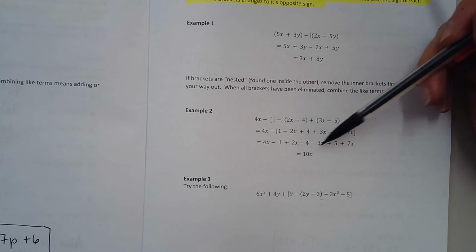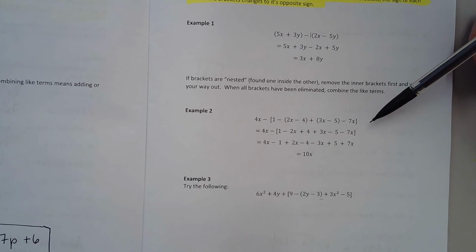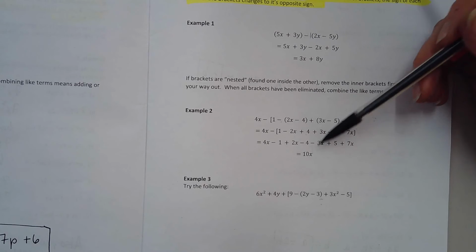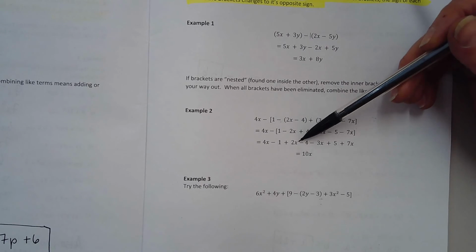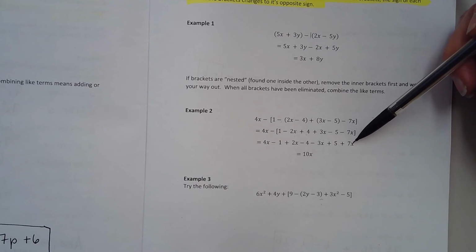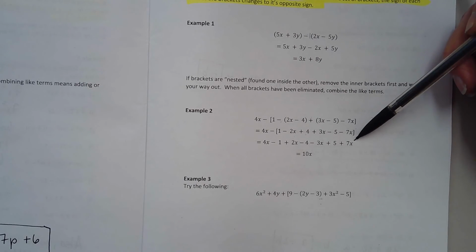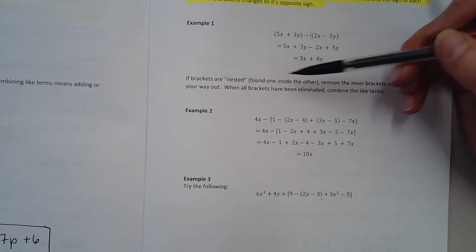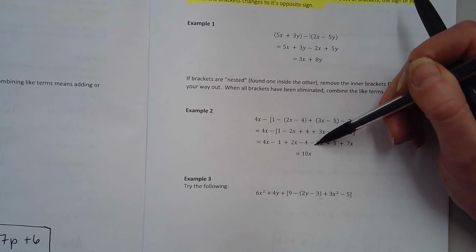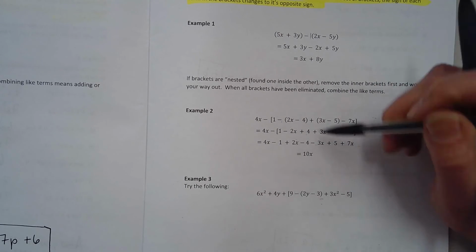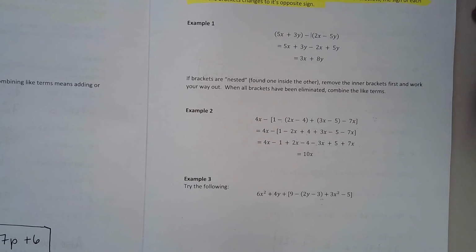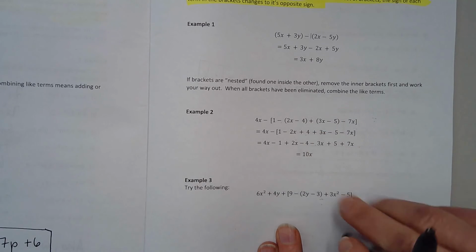In the end, I've got like terms with x's and then like integers. Combining them all, we get a 10x. Because 4 plus 2 is 8, minus 3 is 5. Something doesn't look right here. Let's try this again. 4 plus 2 is 6. Yeah, 6 minus 3 is 3, plus 7 is 10. And then the negative 5, positive 5 disappears. All right. Okay, let's try this last one together.